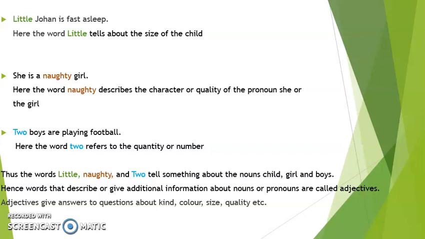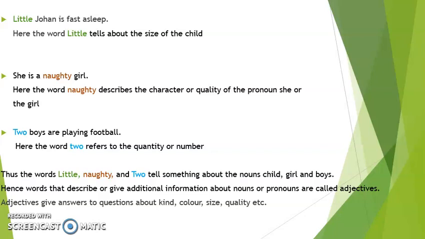Little tells about the size of the child and hence is an adjective that qualifies or gives us extra information about the child Johan. And mind you, the word child is not mentioned in the sentence. And how do you understand that Johan is a child? We understand it from the adjective little. Little Johan is fast asleep.